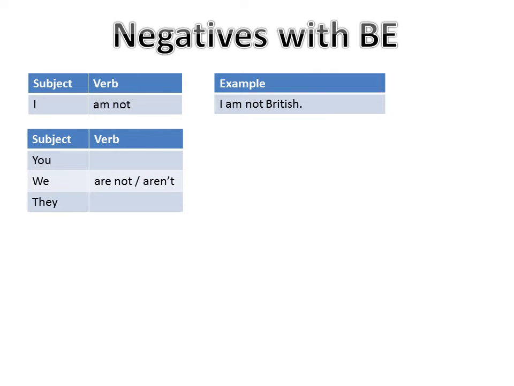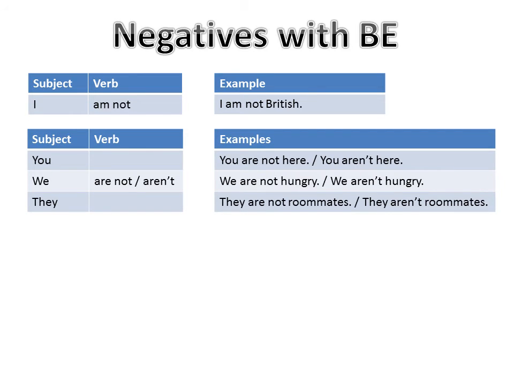If your subject is you, we, or they, again, not goes after are. However, we can also contract these two words into aren't. So we can say, you are not here, or you aren't here. We are not hungry, or we aren't hungry. They are not roommates, or they aren't roommates.